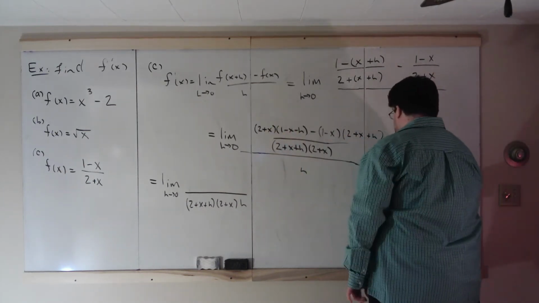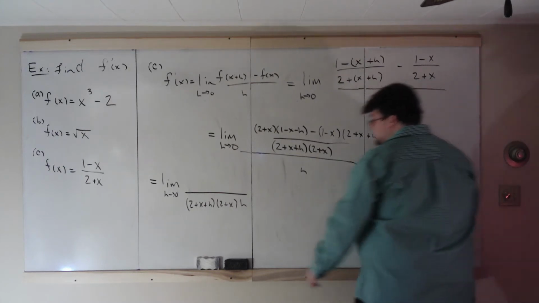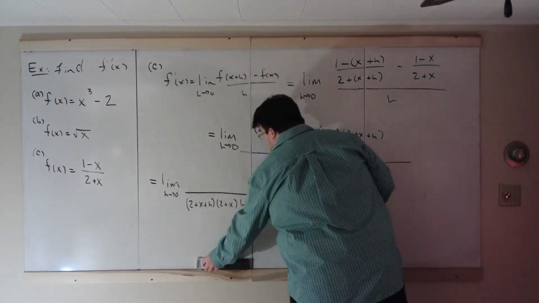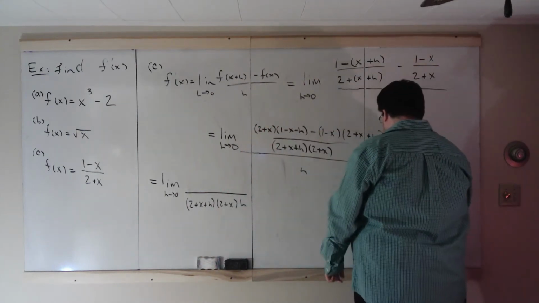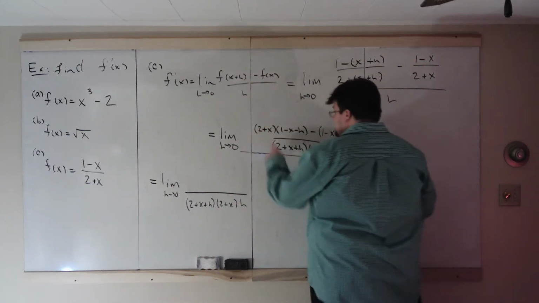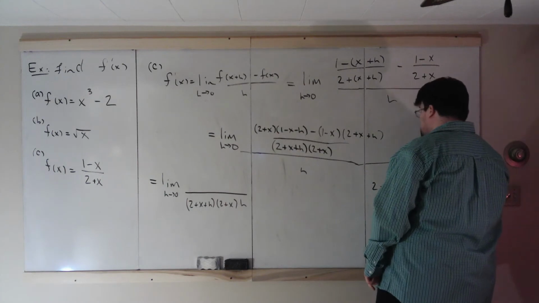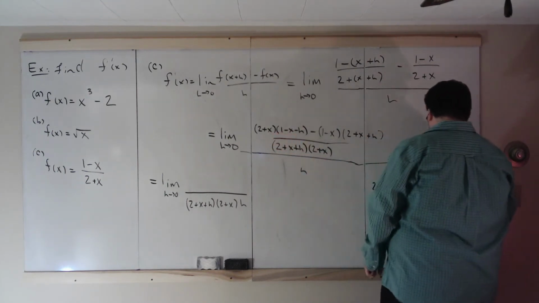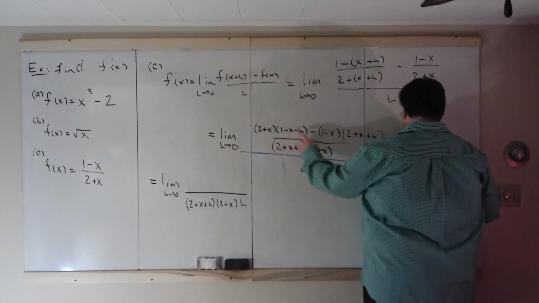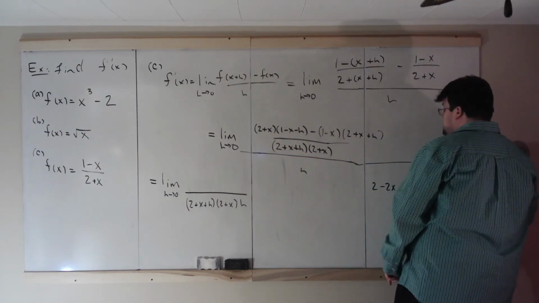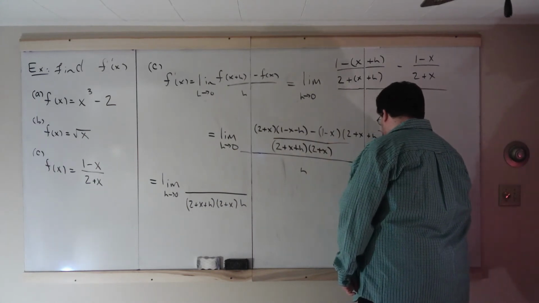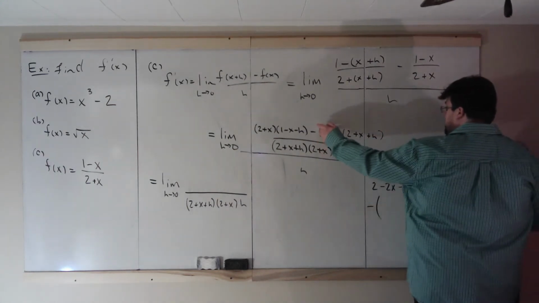2 times 1 is 2. Okay, I'll do it here. 2 times 1 is 2. 2 times negative x, negative 2x. 2 times negative h, negative 2h. x times 1, x. x times negative x, negative x squared. x times negative h, negative xh. Great. We have a minus, so I'm going to write that like this. Minus what we get when we multiply this out.